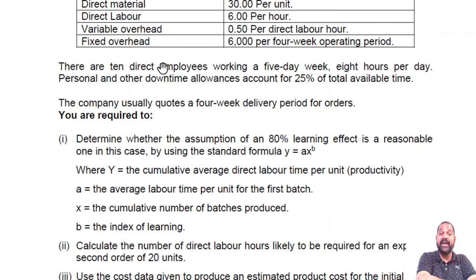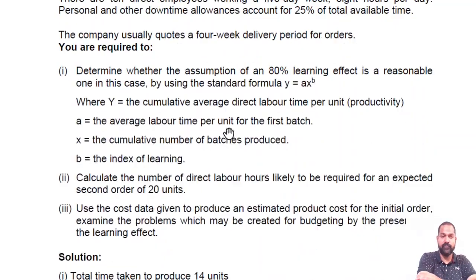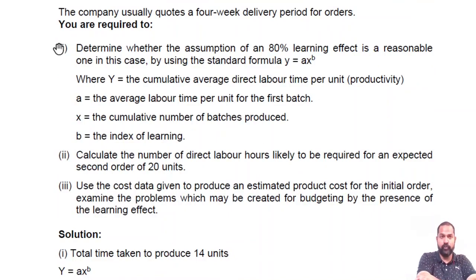There are 10 direct employees working 5-day week, 8 hours per day. Personal and other downtime allowances account to 25% of the total available time. The company usually quotes a 4-week delivery period for its orders. You are required to, number 1, determine whether the assumption of 80% learning effect is a reasonable one.